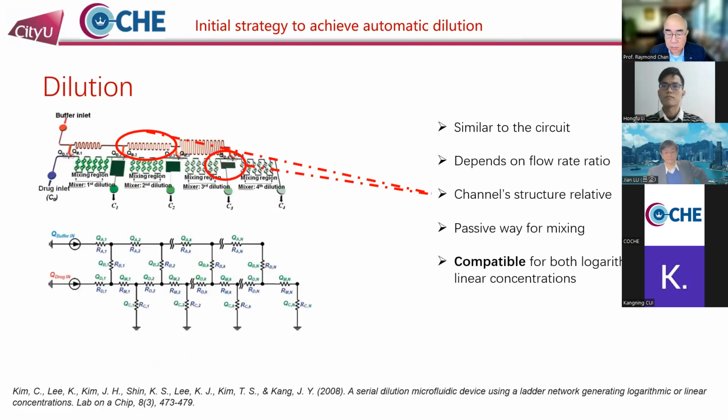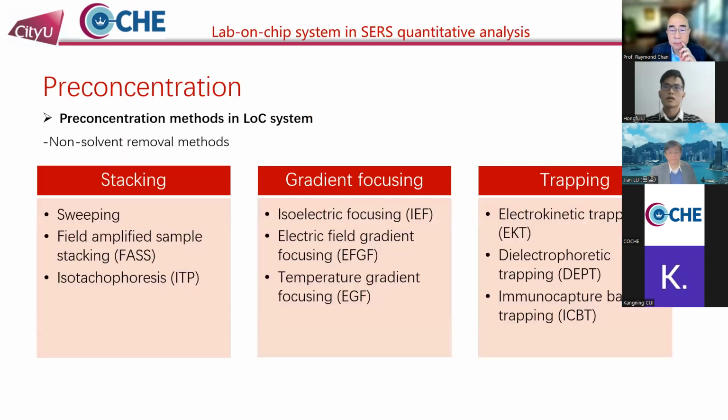In this assay, the device is compared to a circuit, and thus the hydrodynamic resistance is compared to the resistance in the circuit. By changing the channel structural parameters, the dilution ratio can be modified precisely. Different combinations of the channel structures contribute to the flexibility of the diluting function. That is to say, the chip can generate both the logarithmic and linear concentrations by simply utilizing different designs of the channel.